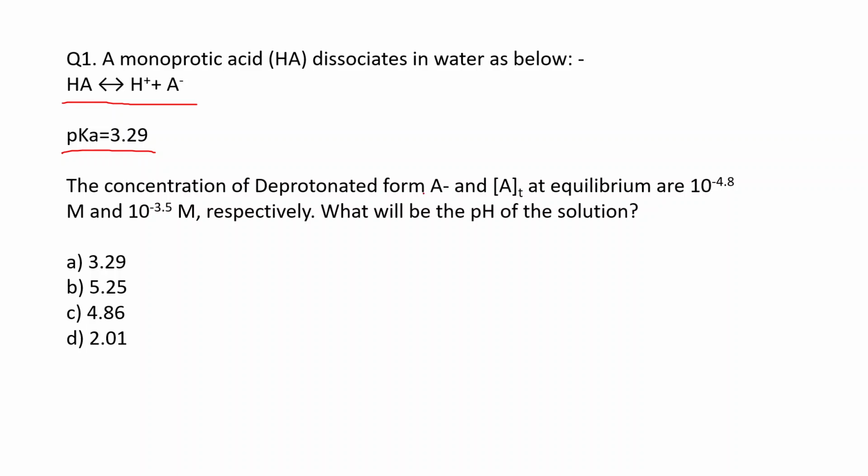The concentration of the deprotonated form A- and A total at equilibrium is 10 raised to power minus 4.8 and 10 raised to power minus 3.5 molar. What will be the pH of the solution? This question is very simple. You can use the Henderson-Hasselbalch equation.